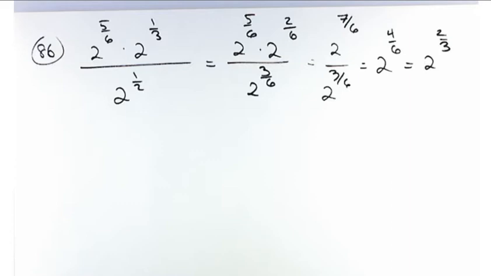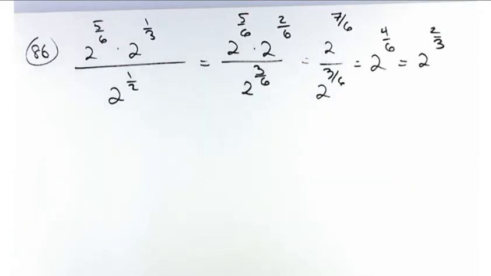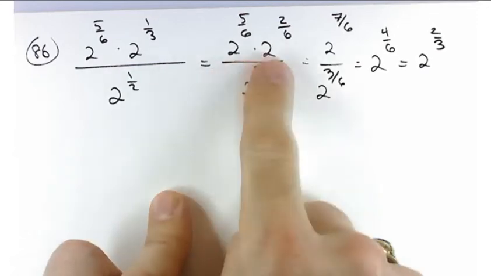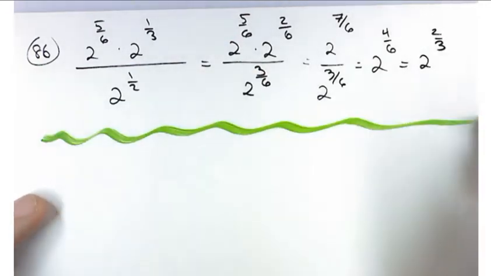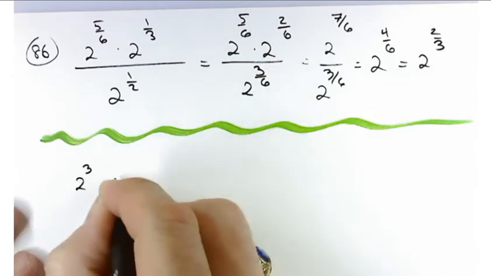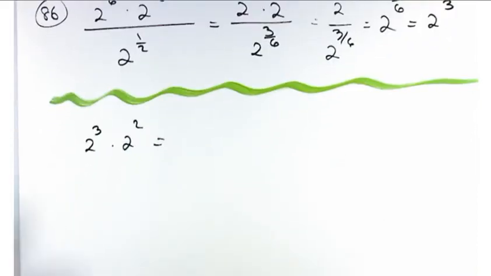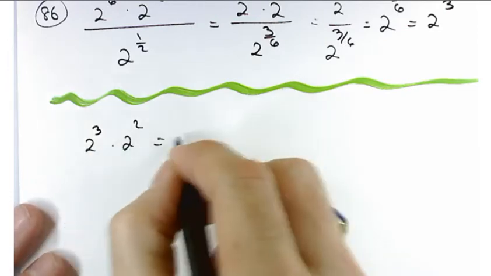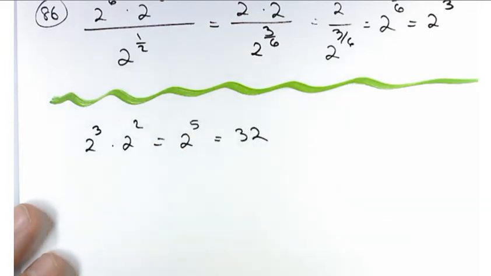Please. Why didn't you multiply 2 times 2? Let me show you an example of why we don't multiply the bases with something other than a fractional exponent here. So, suppose I have 2 to the third times 2 to the second. And let me offer you two different ways that we can do this. If I multiply things by adding their exponents, I get 2 to the fifth power, which is 32, right?